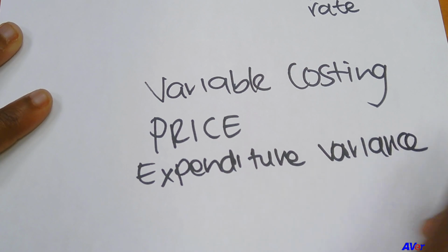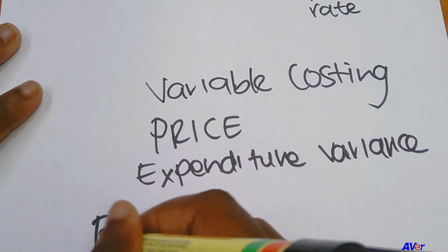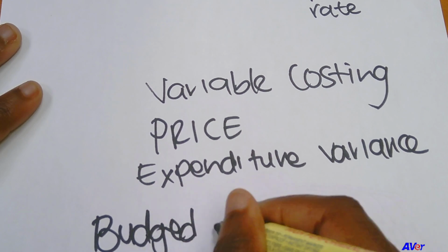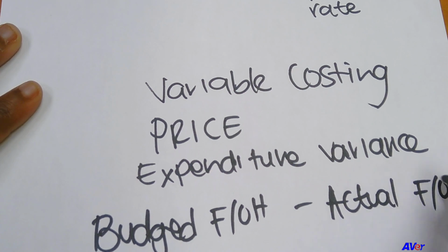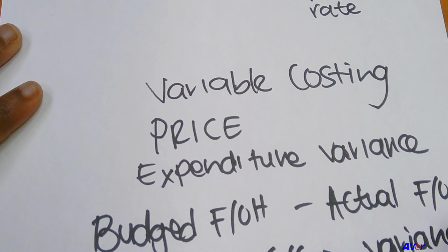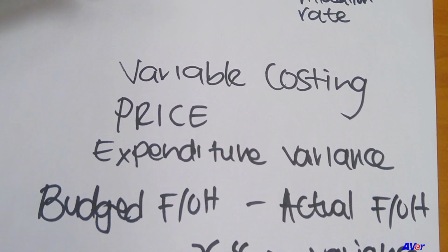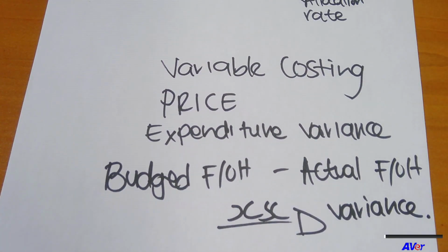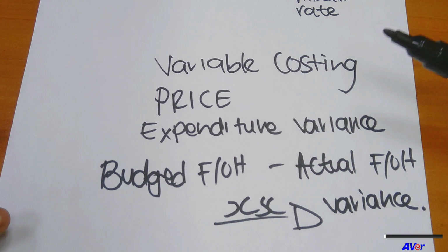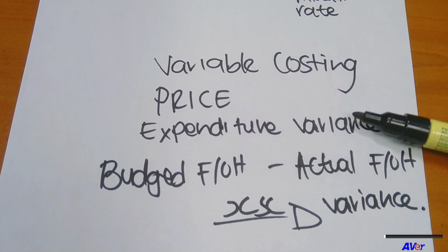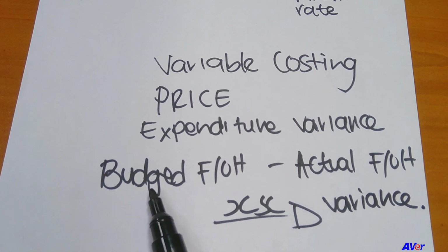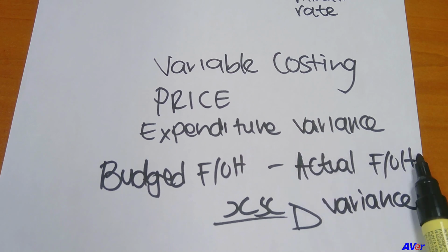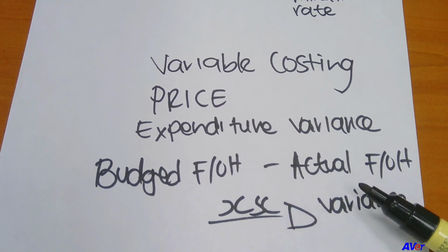And that variance is basically you saying, what did I budget to spend on fixed overheads and what was the actual spend on fixed overheads, and this will then be your variance. And we also said that, just to explain that again if you missed it, under variable costing we only have a price or expenditure variance. This means the only variance that arises is when there's a difference between what you budgeted to spend on fixed overheads and what you actually spend on fixed overheads, and then that will give you a variance which is either favorable or unfavorable.